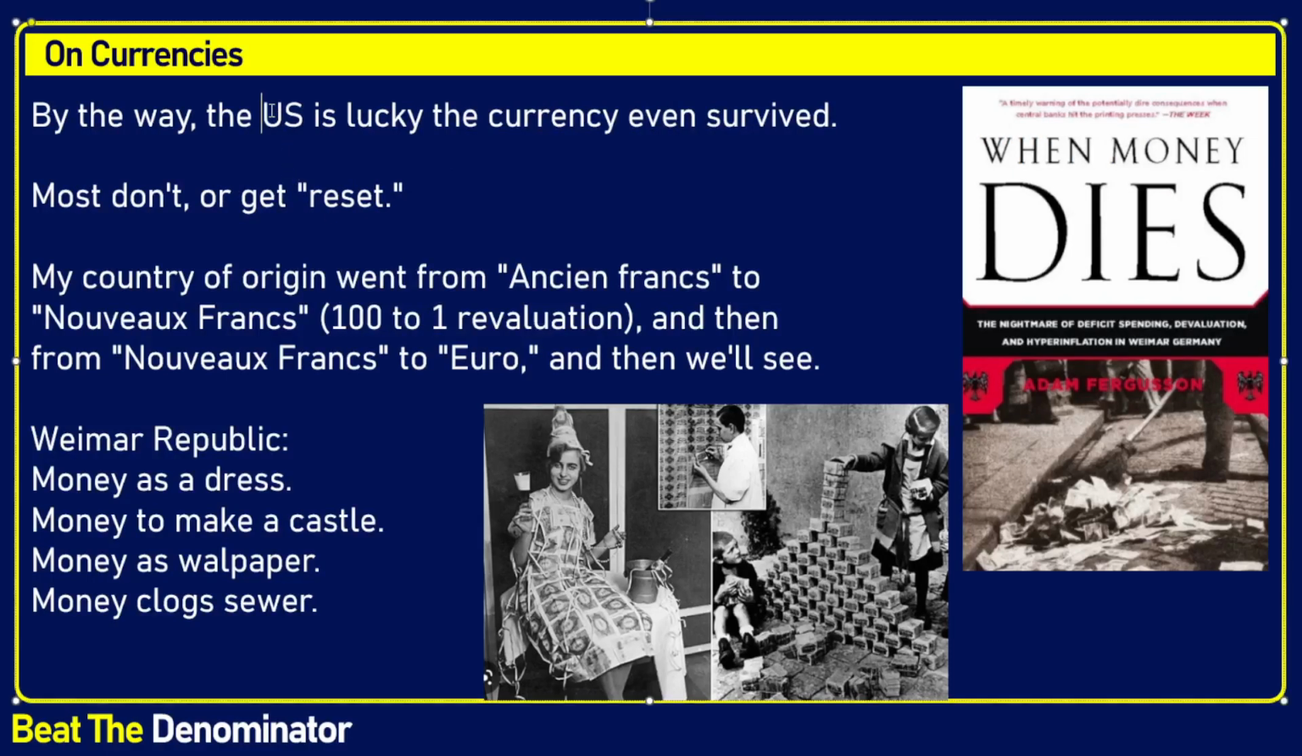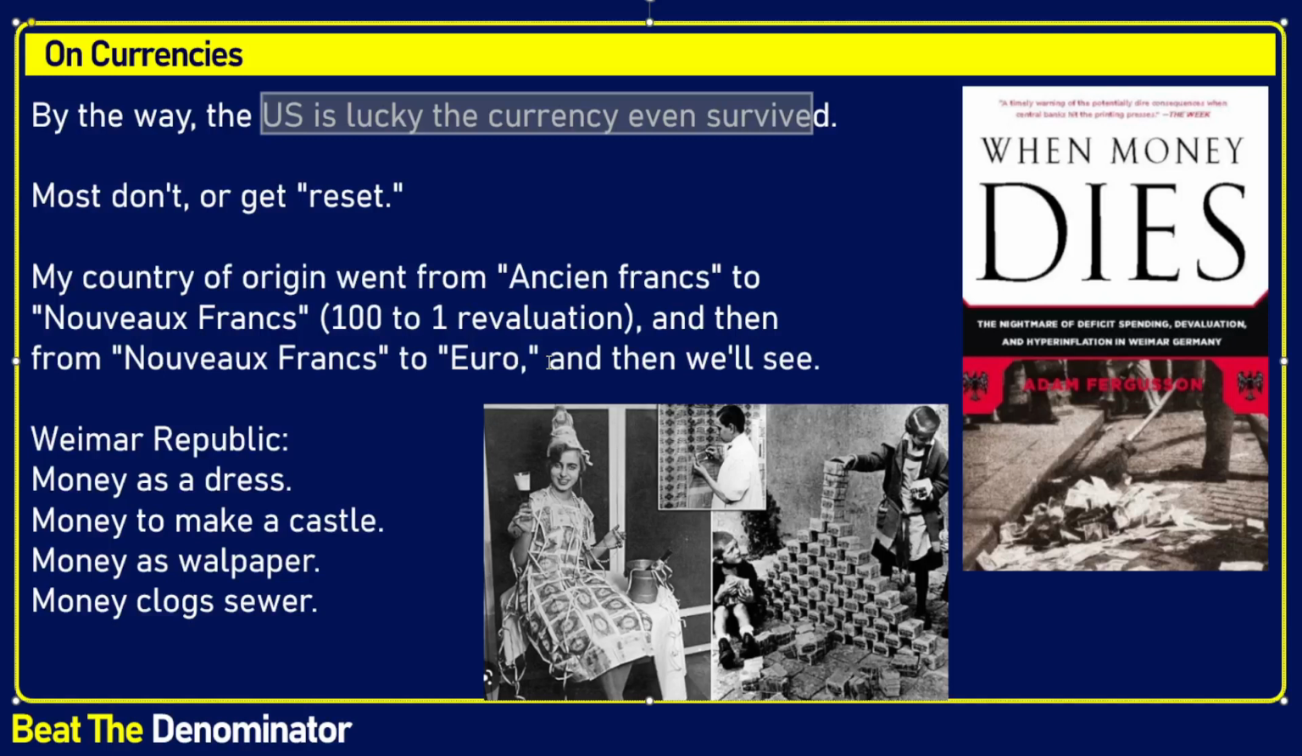And by the way, the US is lucky. The US is lucky that the currency even survived, because in most countries, the currency doesn't survive, or at least not in its old state. Most don't survive. They get reset. So for example, I'm French originally. In France, we went from ancien franc to nouveau franc, which was a 100-to-1 revaluation of the money. They did that in 1960, and then we went from nouveau franc to the euro. The euro was a different conversion, but they've changed currency twice in 60 years.